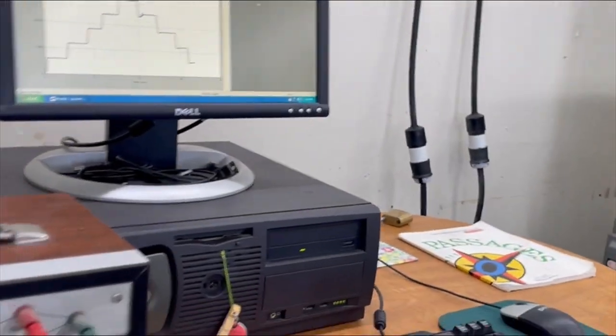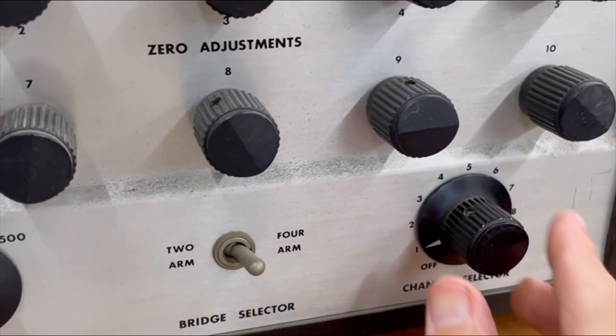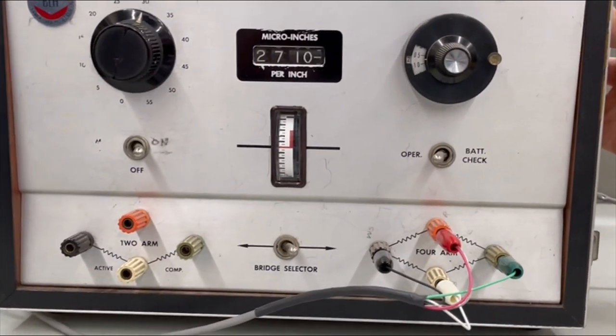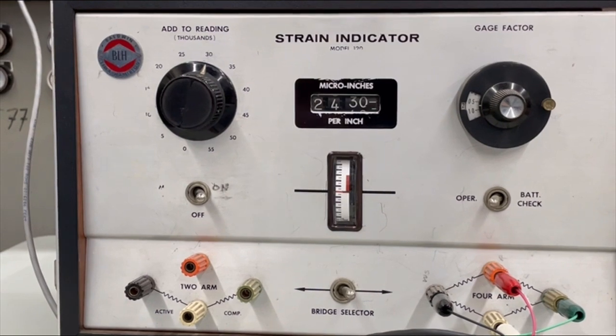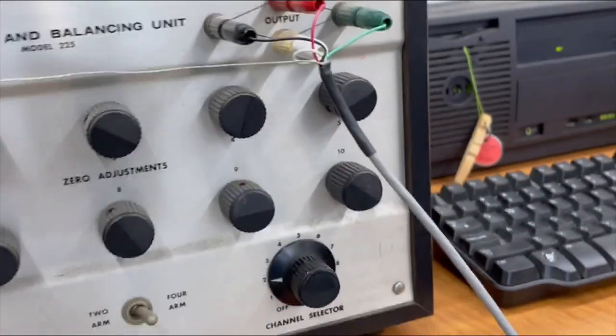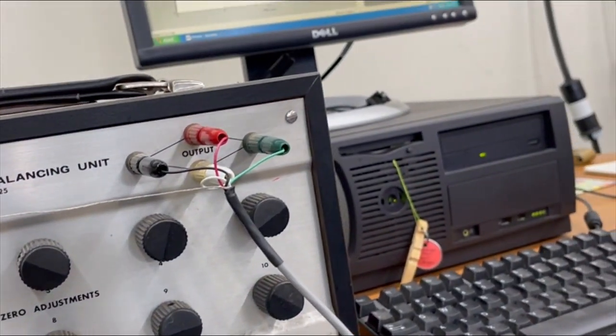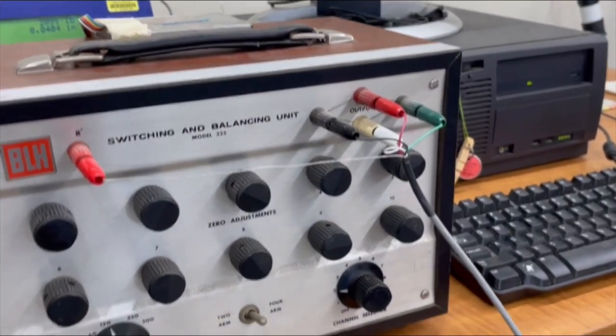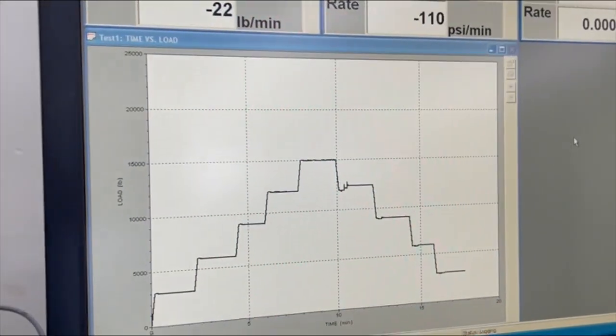And now I'll take a channel 2 reading. Okay, now I'm going to come over here and I'm going to take a reading for channel 2. 2430. 2430 for channel 2. What's the next stop? 0. Yep, 0.